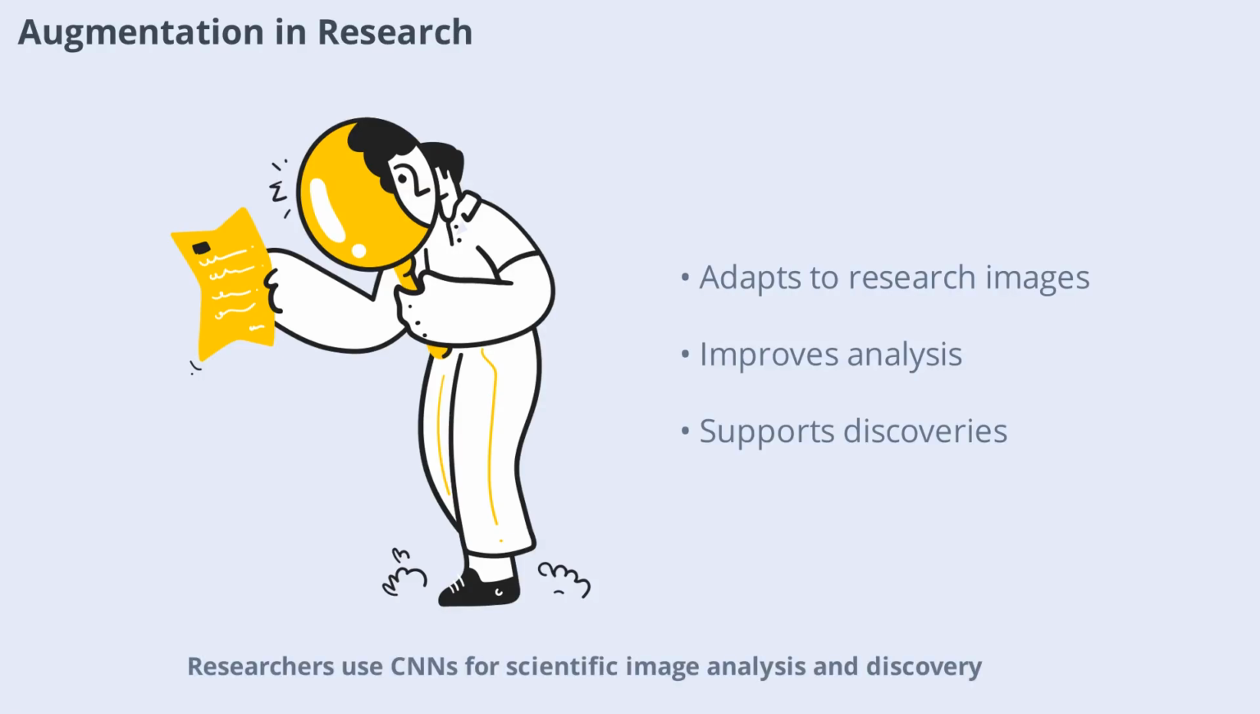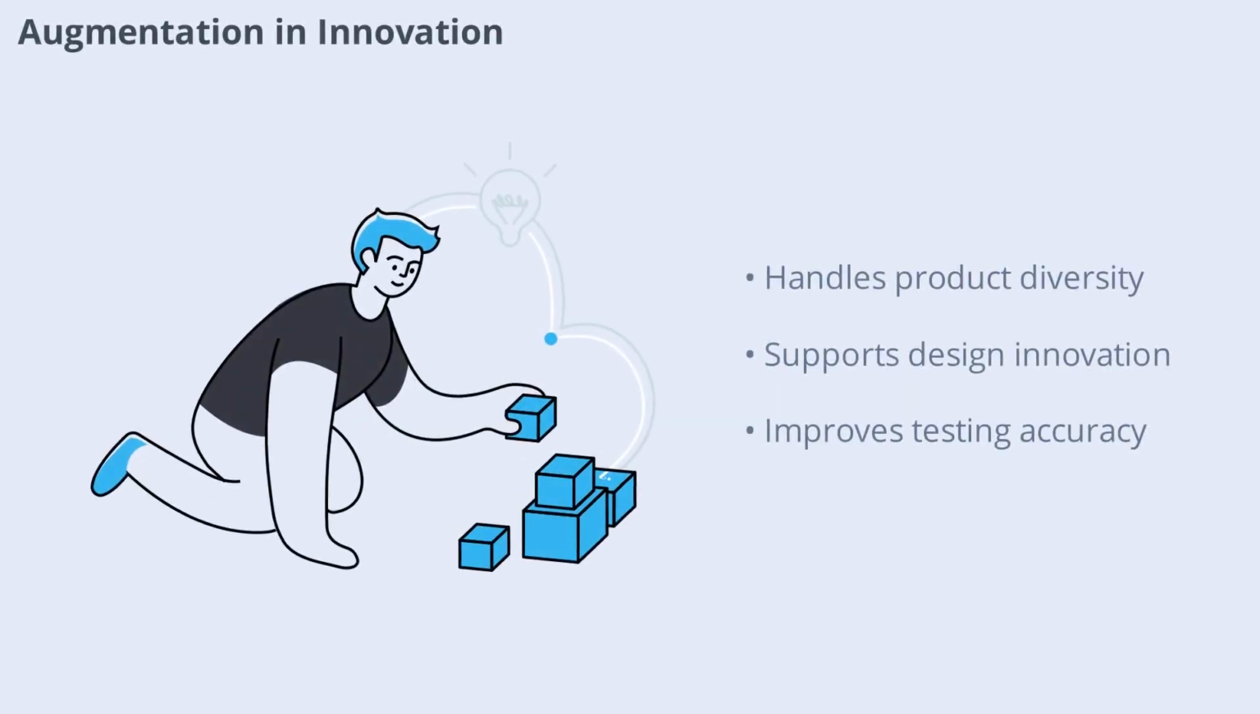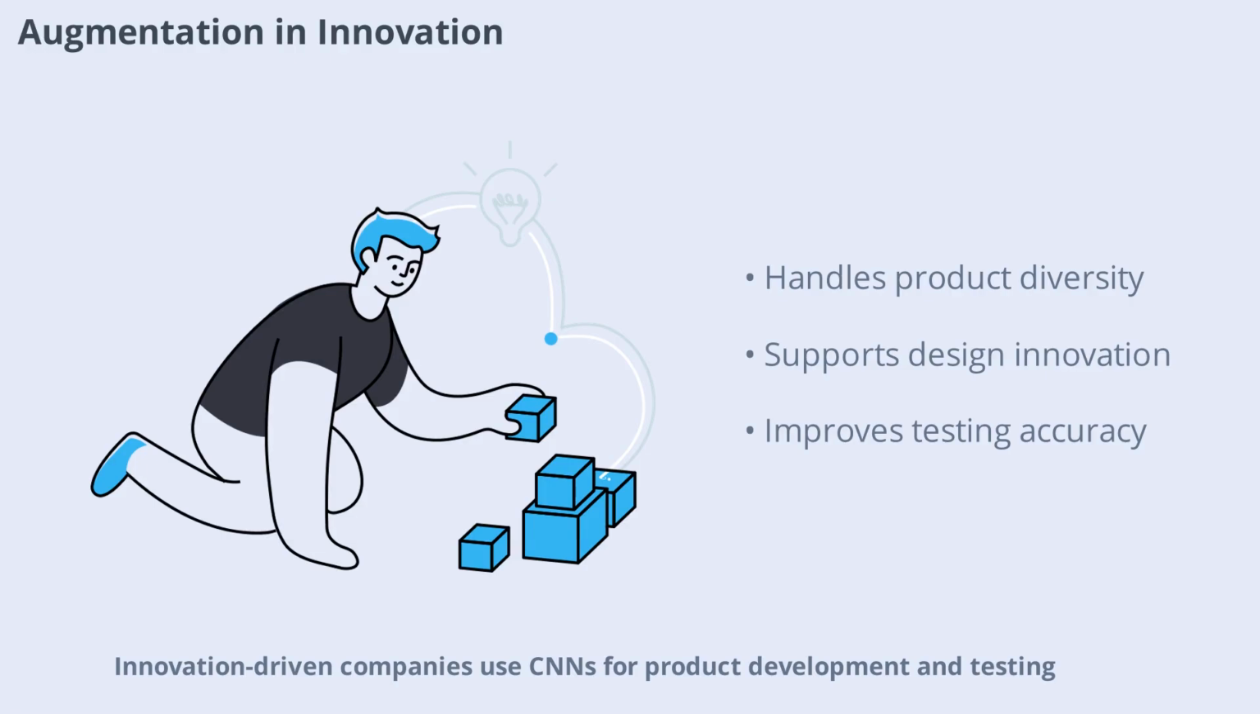Researchers use CNNs for scientific image analysis and discovery. Data augmentation helps models adapt to different research images and formats, improving the accuracy of scientific analysis and supporting new discoveries across various fields. Innovation-driven companies use CNNs for product development and testing.